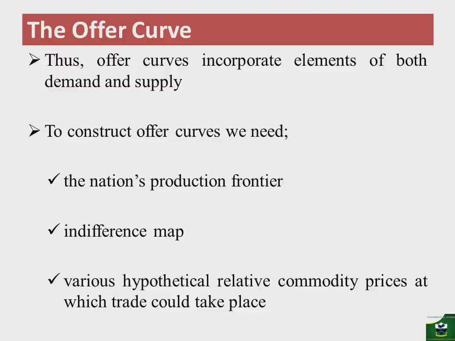So a nation which has a relatively lower commodity price will have a comparative advantage in producing a given commodity, and therefore it will tell us how many units it will be able to export for it to reach the international terms of trade.